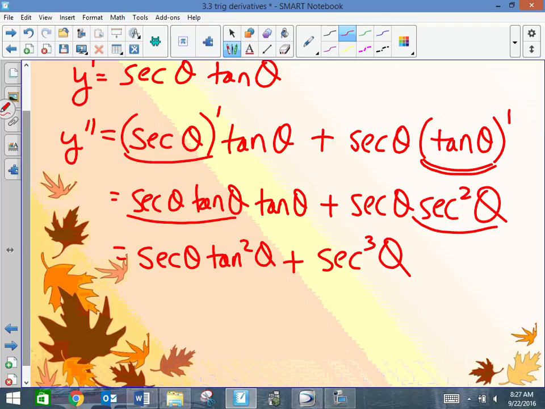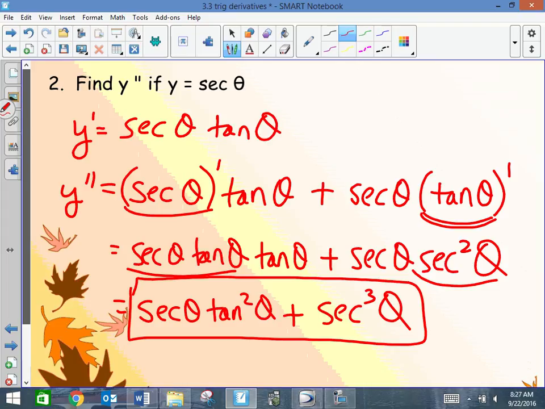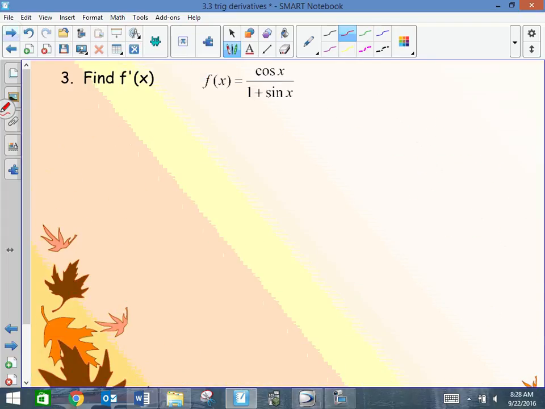So that's good. That's your simplified. Now, you could factor it by taking out secant theta if you want. But, again, we're not doing anything with it. There's no point. Okay? So that's your second derivative. We're doing the same rules as you've had, except now you're putting some trig in there. All right, f prime again.